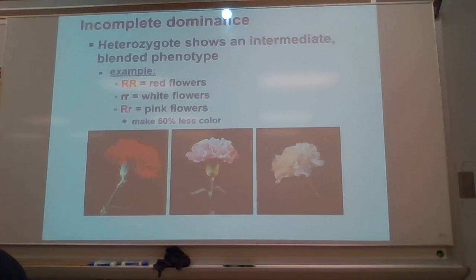So, the first exception to Mendelian genetics is something called incomplete dominance. In the case of incomplete dominance, if you're a heterozygote, you have one of each allele. You don't show the dominant trait, you don't show the recessive trait, you show something in between. In this case, we're looking at carnation color, an R gene. If you have both red alleles, you end up with red flowers. If you have both white alleles, you end up with white flowers. If you're heterozygous, you end up pink, in between red and white.